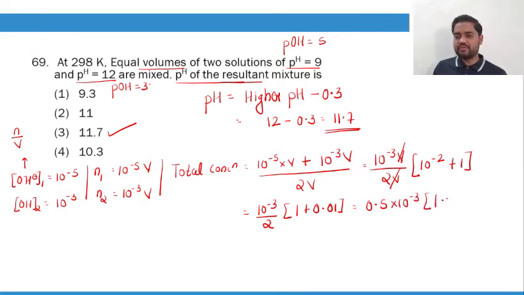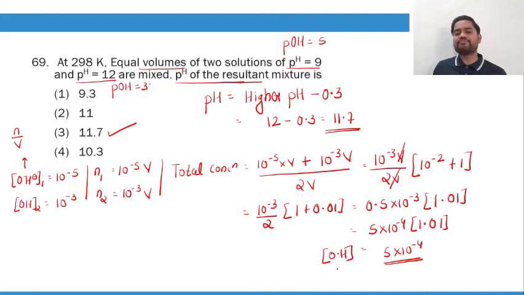And that is 1.01, which is equal to 5 into 10 raised to minus 4 times 1.01, right? If you multiply inside, you will get approximately 5 into 10 raised to minus 4. This is the net concentration of OH minus ion.